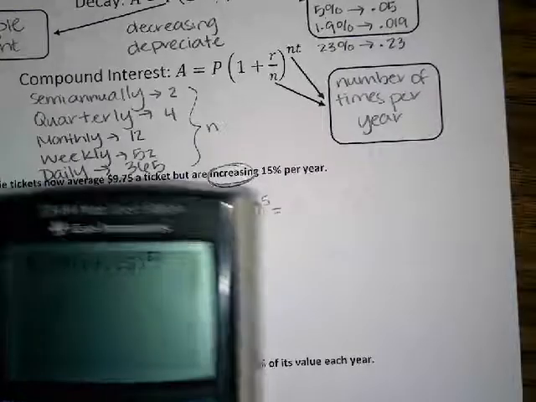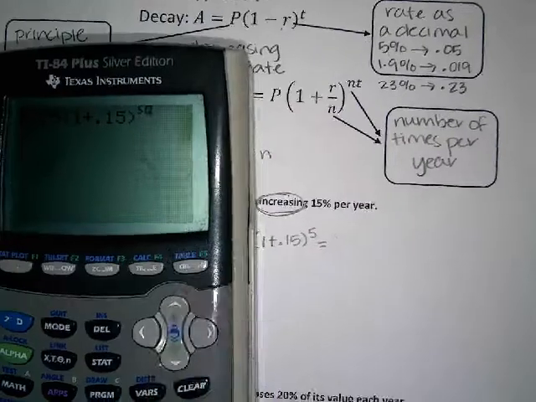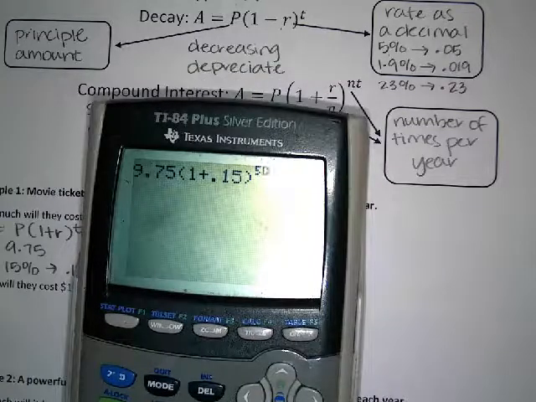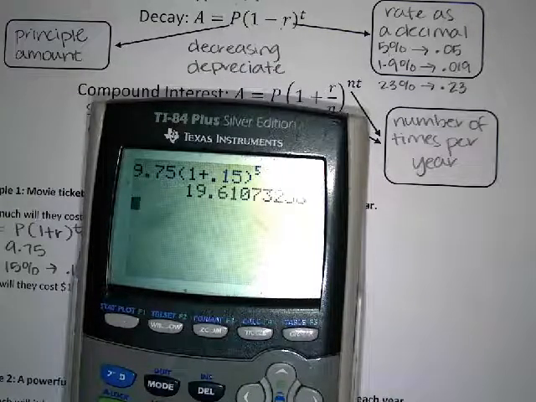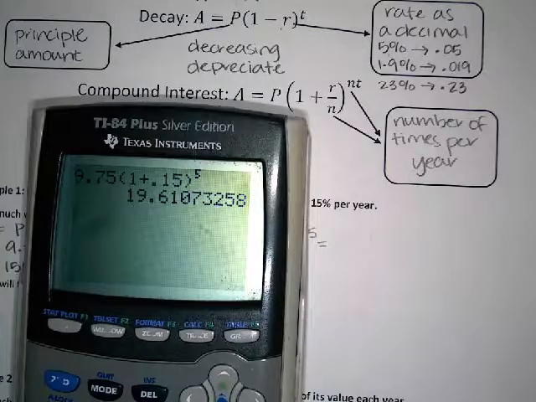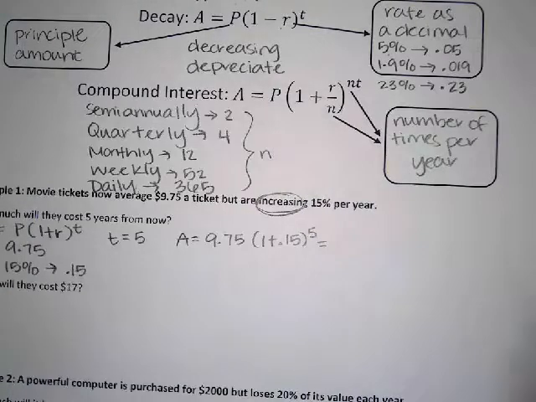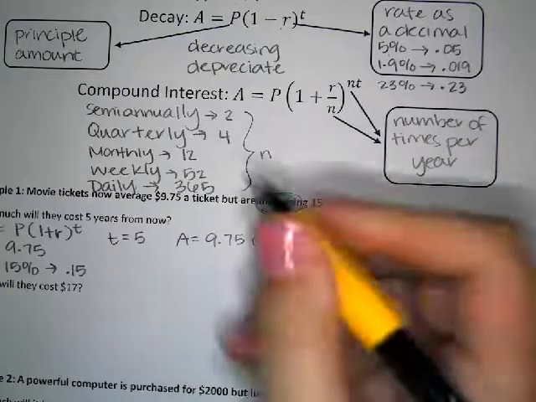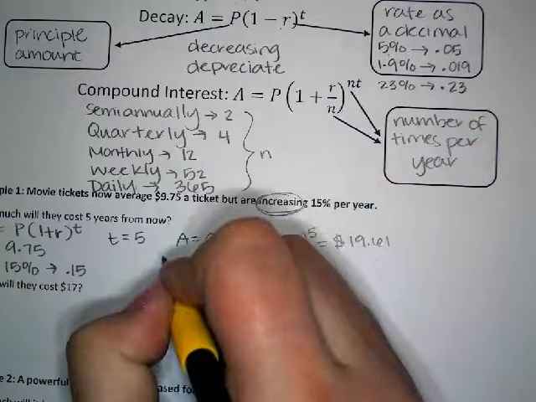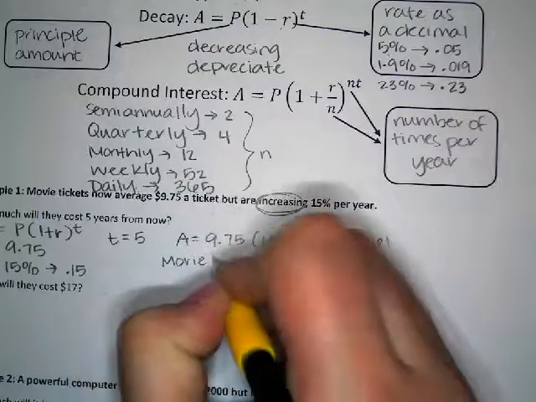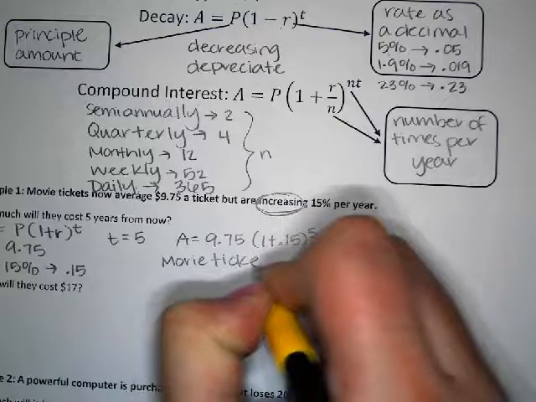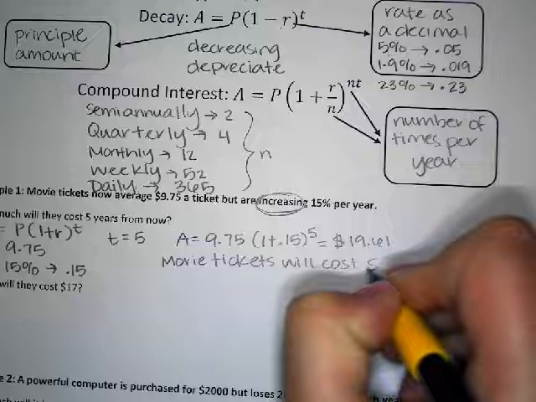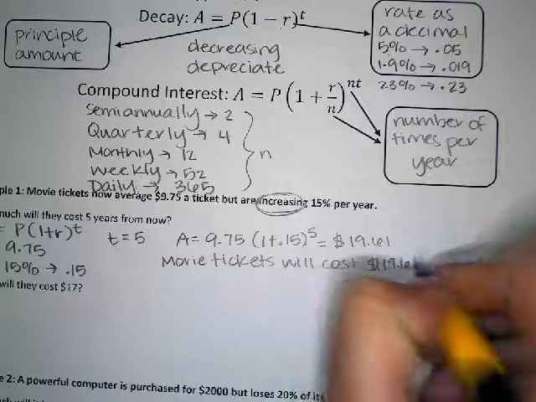All right, and this is a dollar amount, so even though we normally do 3 decimal places, for this one we're just going to do 2 because we're doing cents. So $19.61. Movie tickets will cost $19.61 5 years from now.